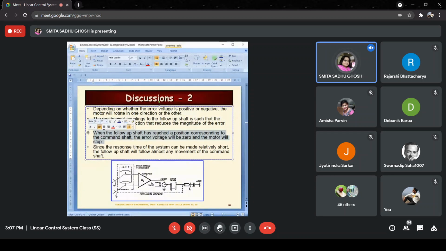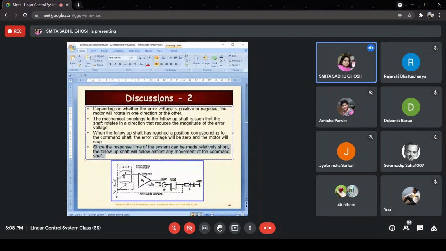Now, of course, some things which I've already verbally stated, but I'll just read out from here. When the follow-up shaft has reached a position corresponding to the command shaft, what will happen? Theta r is equal to theta c. The error voltage will be zero and the motor will stop. So I've already told you that. I hope you've understood. If not, you can interrupt me and ask me. Since the response time of the system can be made relatively short, the follow-up shaft will follow almost any movement of the command shaft.